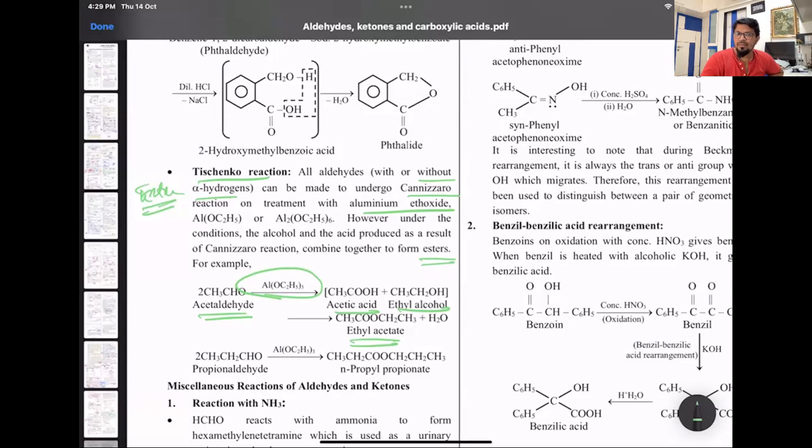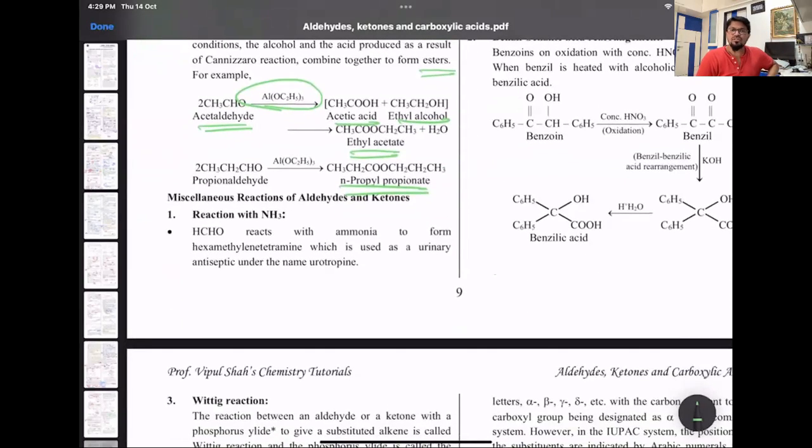Okay. Same way, propionaldehyde. If you take 2 moles, 1 mole of propionaldehyde gets oxidized to propionic acid. 1 mole gets reduced to n-propyl alcohol. n-propyl alcohol and propionic acid give n-propyl propanoate, or n-propyl propionate. Okay. Then coming to the last reactions now.